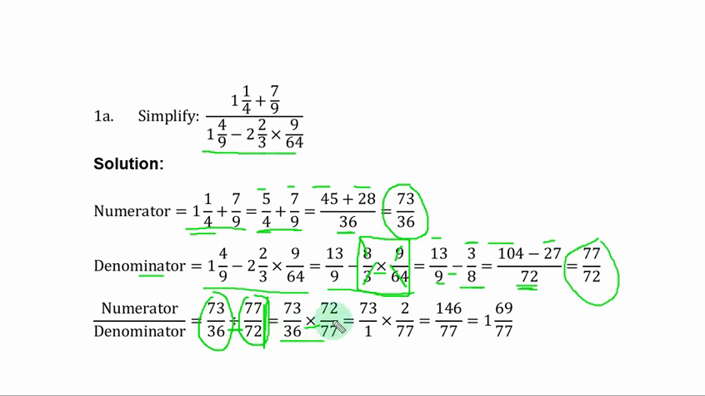When you cancel 36 and 72, here becomes 1, here remains 2. That is what you have here. If you multiply, you have this result. The result is an improper fraction. If you convert to a mixed fraction, you have one whole number 69 over 77.